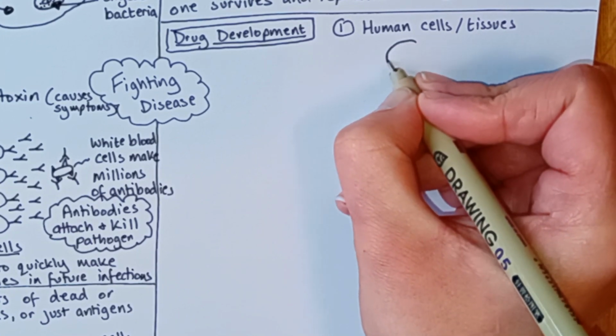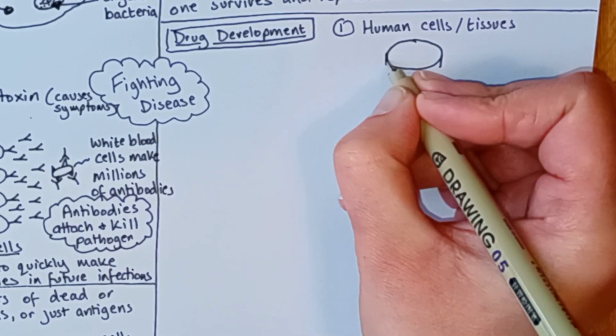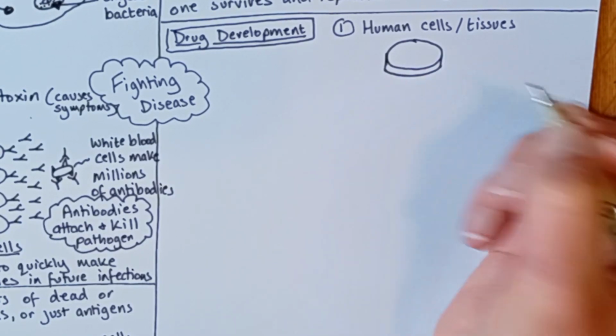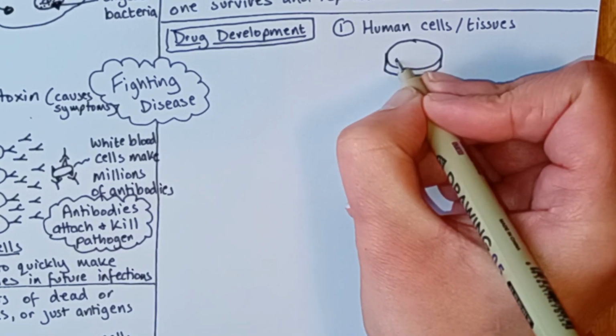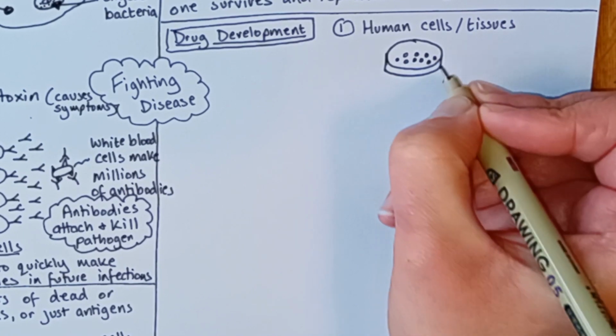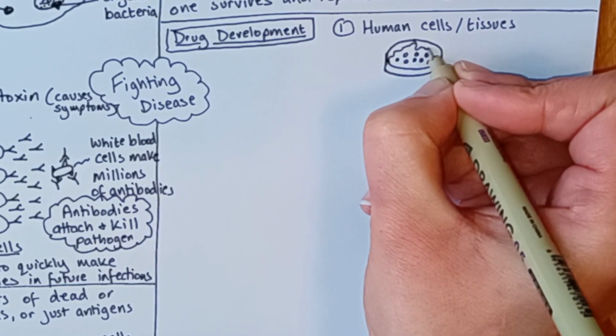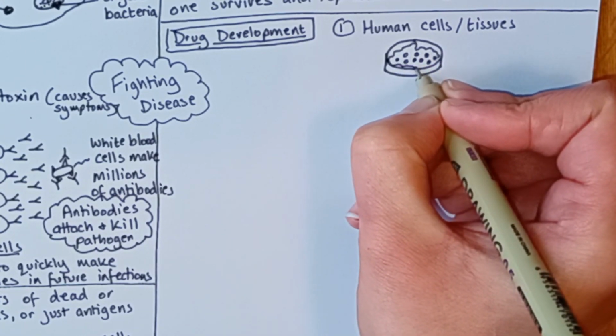So I'm going to draw a petri dish as my oval. Let's draw some lines down like that. And inside my petri dish, I'm going to draw some cells. Obviously, you wouldn't be able to see them because cells are microscopic. I'm going to just draw the liquid they're grown in.